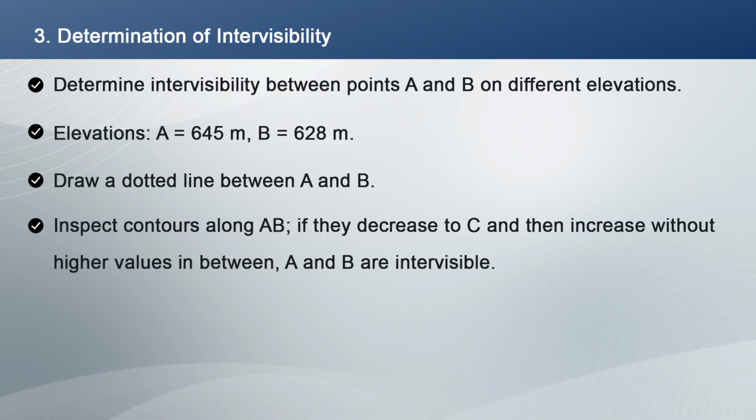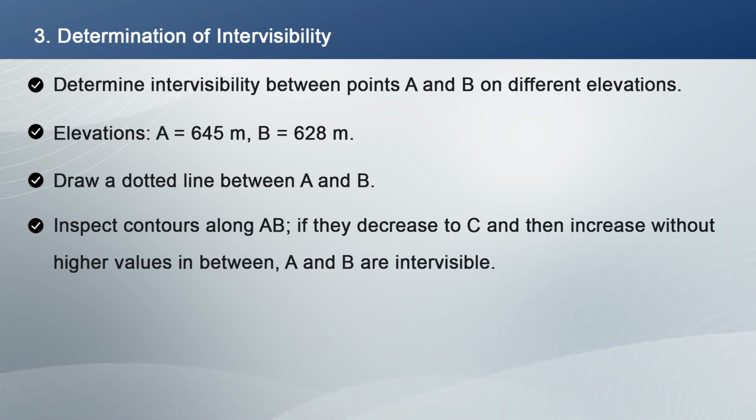Third is determination of intervisibility. Intervisibility between two points situated on different elevations with no intervening raised ground may be ascertained by inspection from the map. Let A and B be two given points whose elevations, as obtained by interpolation of contours, are 645 and 628 meters respectively.